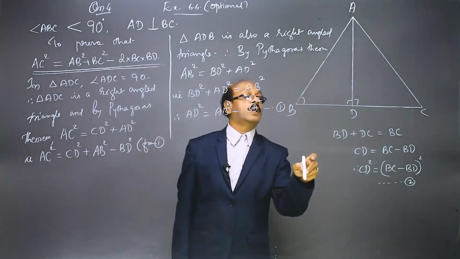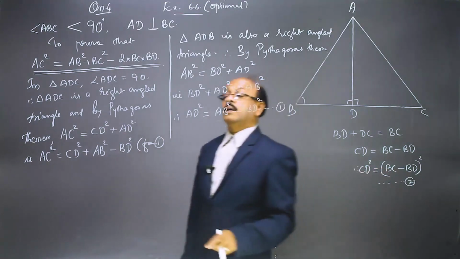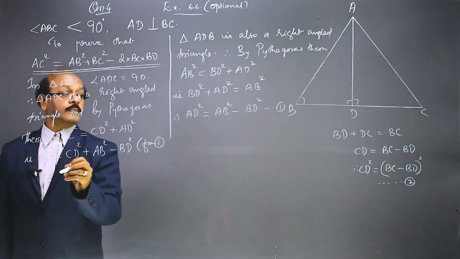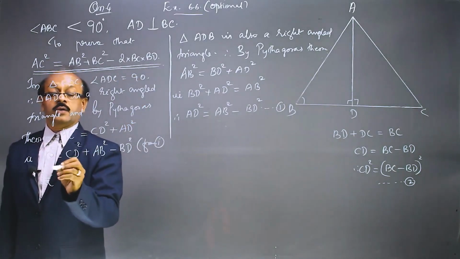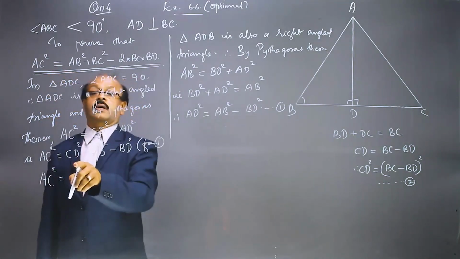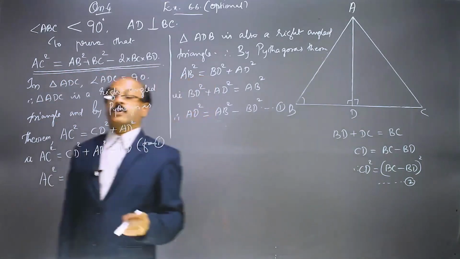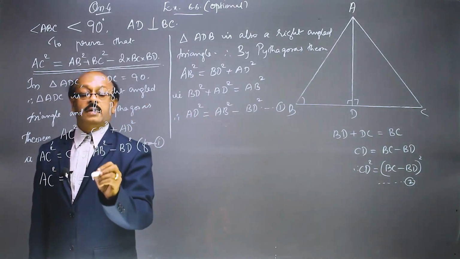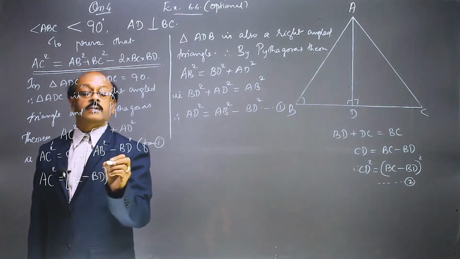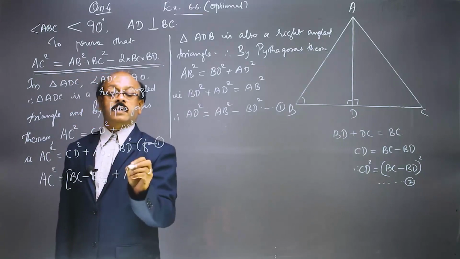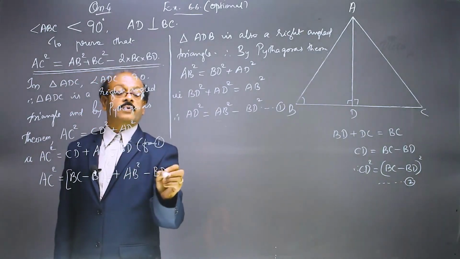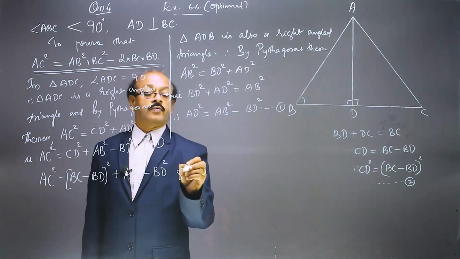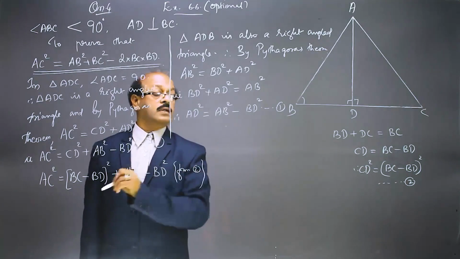So, we can substitute this value of CD square in this equation. AC square is equal to, instead of CD square we can write BC minus BD the whole square. Then plus AB square is there. Then minus BD square is also there. This result we are getting from equation number 2.